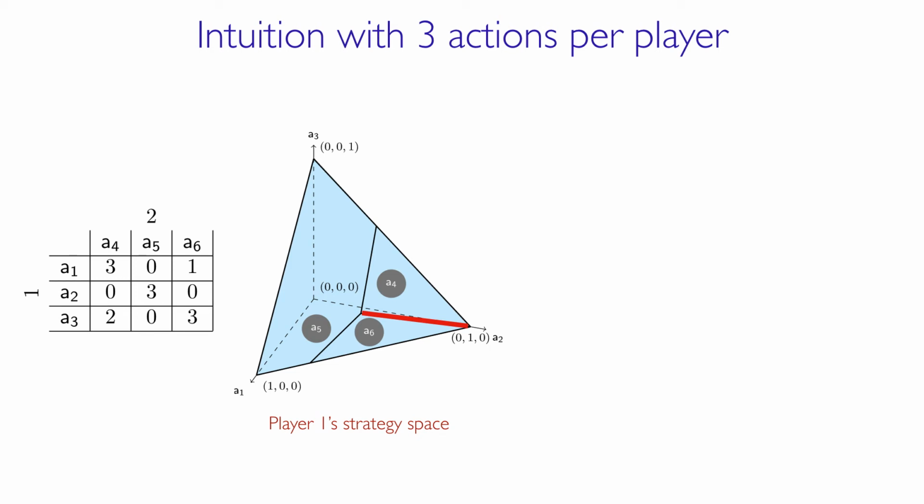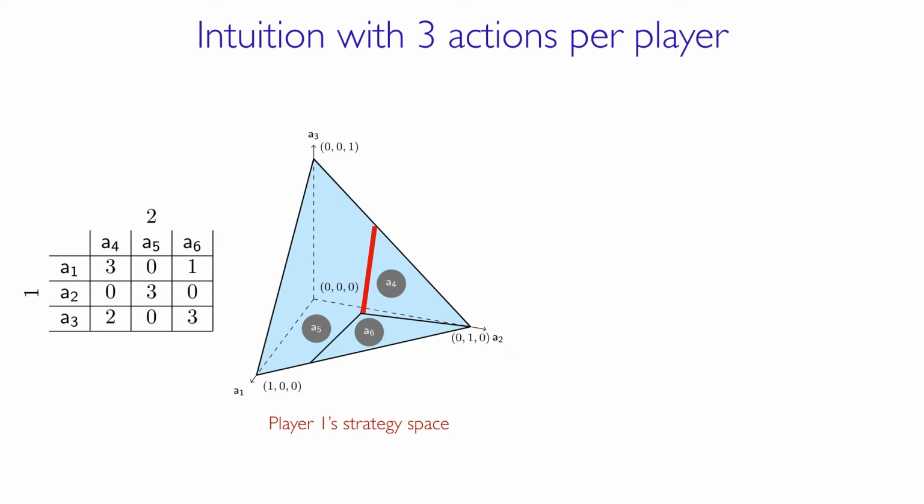The edge in red is the region of strategies of player 1 in which the expected utility given by playing A4 and A5 is the same, and it is smaller than the expected utility given by playing A6. It can be obtained by a set of linear constraints over the expected utility of player 1.